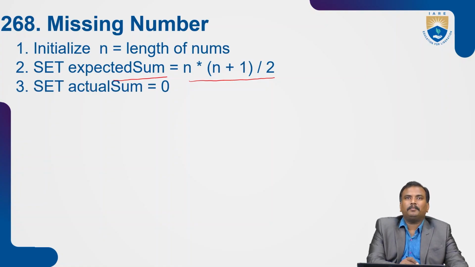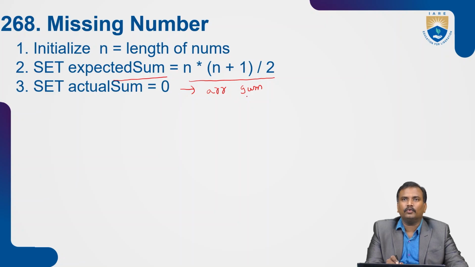And next we are making the actual sum is equals to 0. This is nothing but array elements sum. And how to go with array elements sum? We need to go with the for loop. We need to keep on adding each and every element to the actual sum, until the last number is reached.